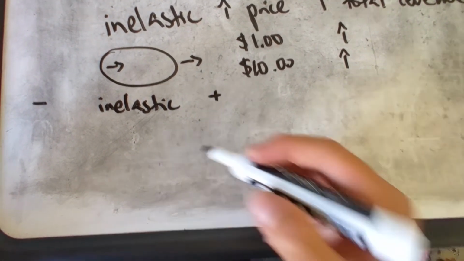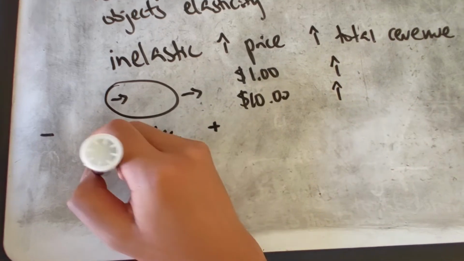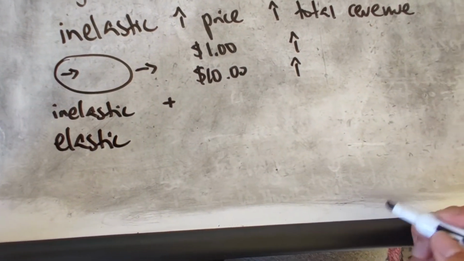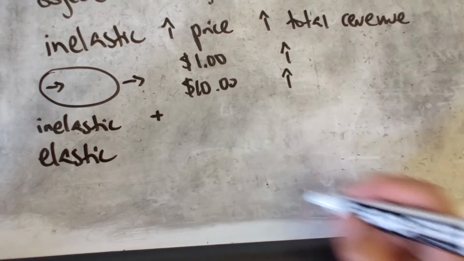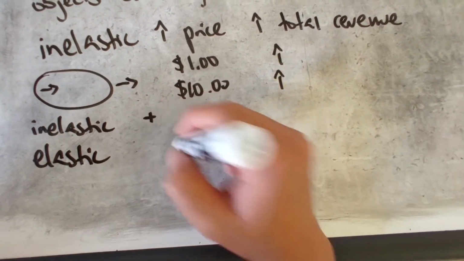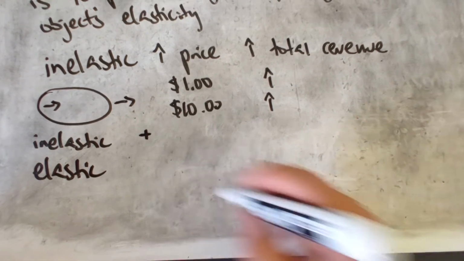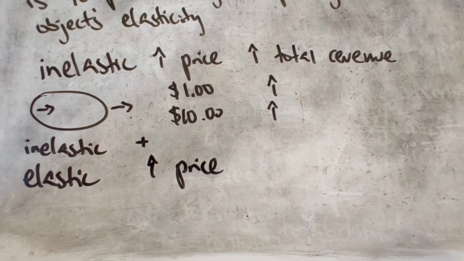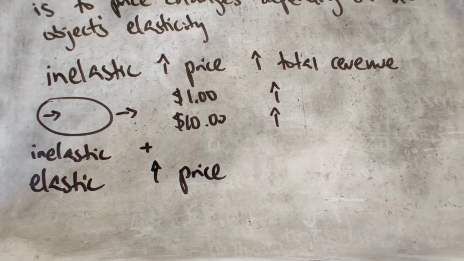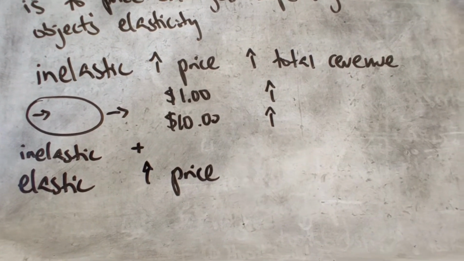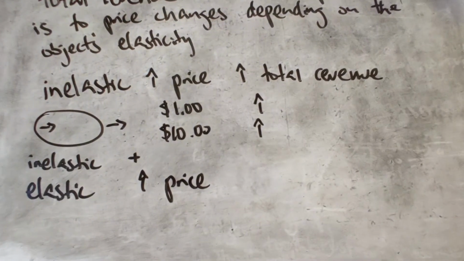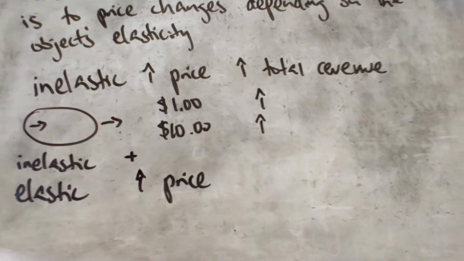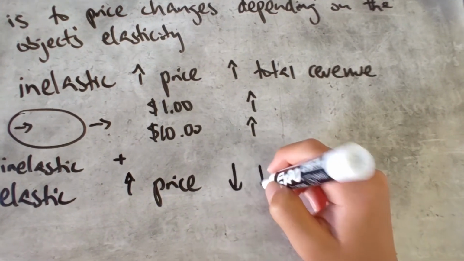So let's take a look at what happens if the object is elastic. When it's elastic, the price does affect the revenue. In this case, if you're trying to stretch up the price and increase the price, then people don't want to buy it anymore, because when people buy stuff, that's the demand. So when you increase the price, according to the law of demand, you lose demand, and in return, you lose total revenue.